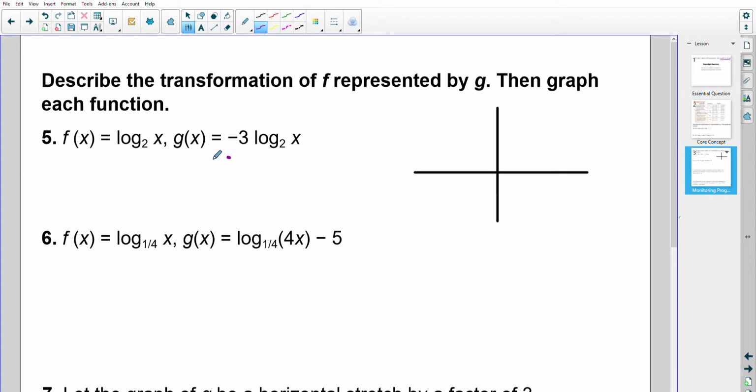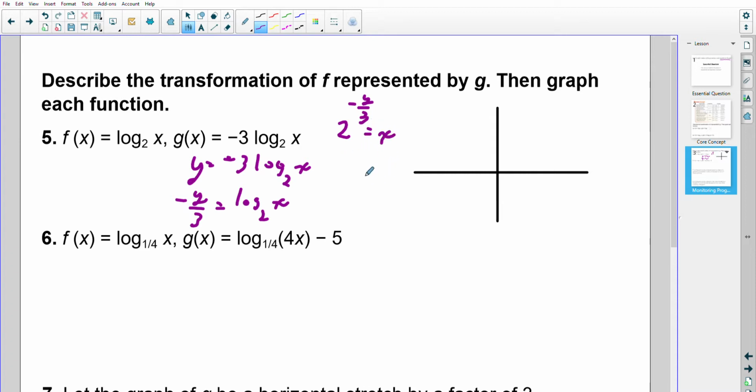So really, what I want to do is say y is equal to negative 3 log base 2 of x. There's really not an easy way of doing this, but what I would do is divide by -3 on both sides. The reason why I do this is so that I can change the form of this. So it becomes 2 to the negative y over 3 is equal to x. And then what I want to do is get some points.